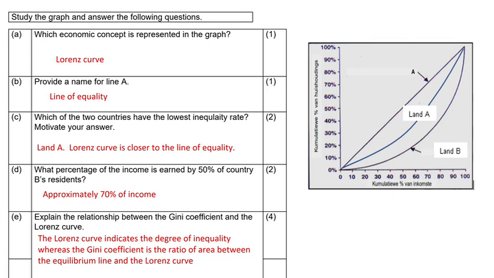Explain the relationship between the Gini coefficient and the Lorenz curve. The Lorenz curve indicates the degree of inequality, whereas the Gini coefficient is the ratio of area between the equilibrium line and the Lorenz curve.